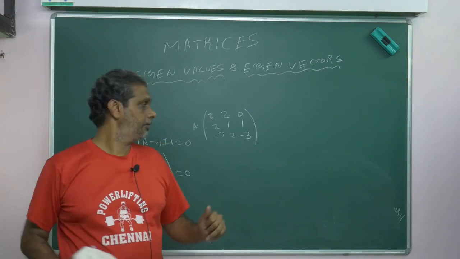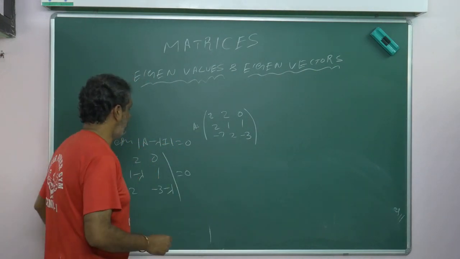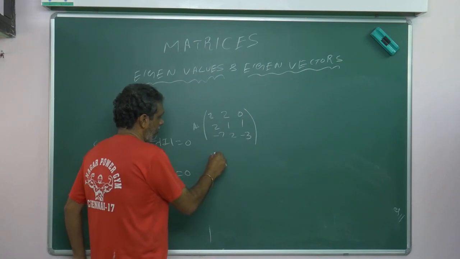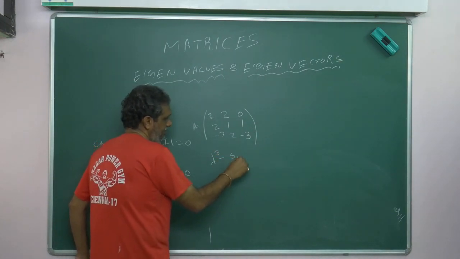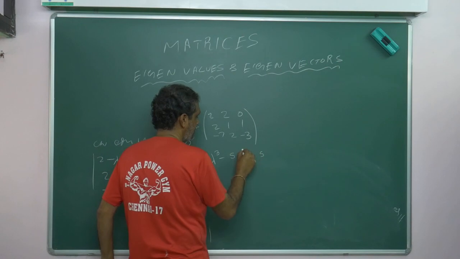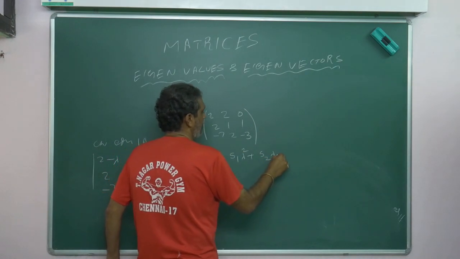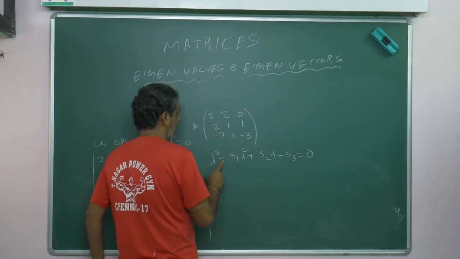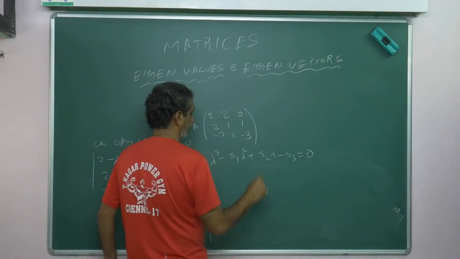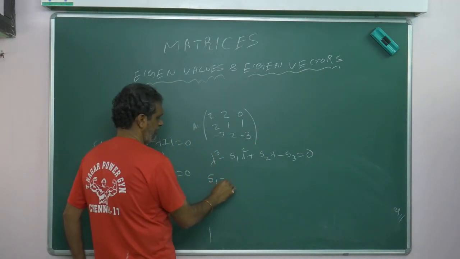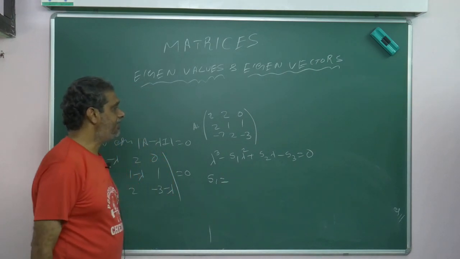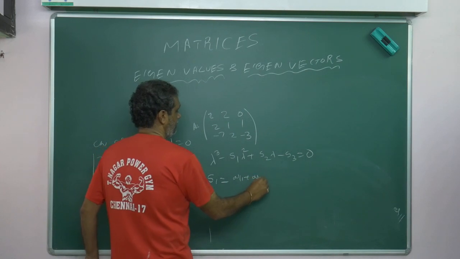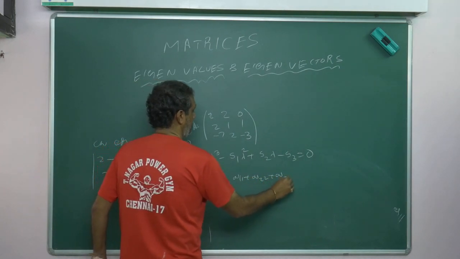That's it. So now how will I write? I will get the third degree polynomial of lambda, that is equal to lambda cube minus s1 lambda square plus s2 lambda minus s3 is equal to 0, with signs plus minus plus minus. Now who is my s1? Sum of the diagonal elements, a11 plus a22 plus a33.